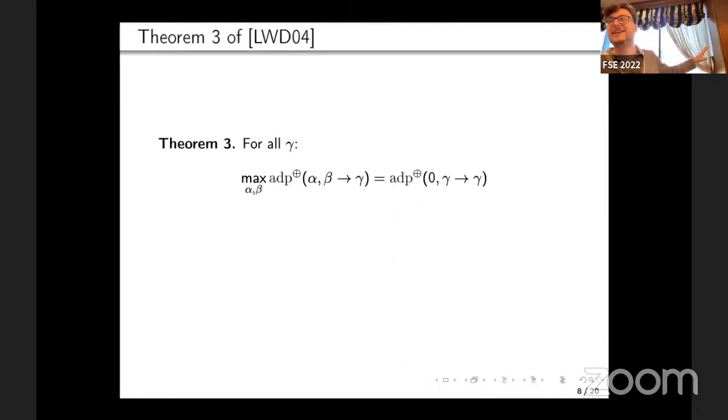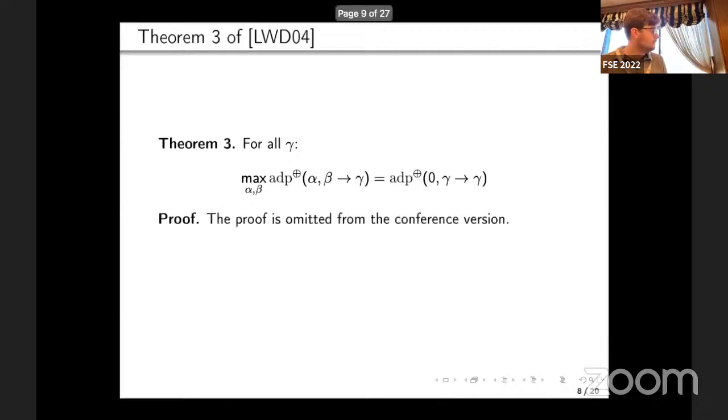Here is the unsolved problem, right? The theorem. So in this paper of Lipmaa, Wallén, and Dumas, 2004, there is a theorem that says for all gamma, if you want to maximize over alpha and beta, then the maximum probability is going to be the one for which you have difference 0, gamma going to gamma. It says in the paper, the proof is omitted from the conference version. And actually reaching out to the main author, it turns out that the proof has been lost.